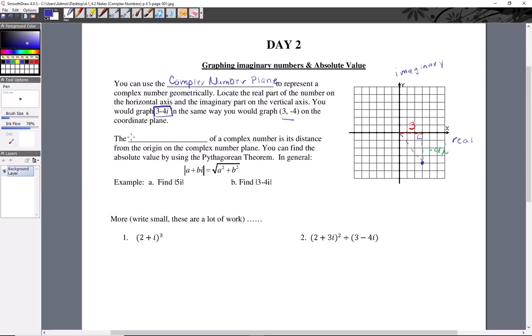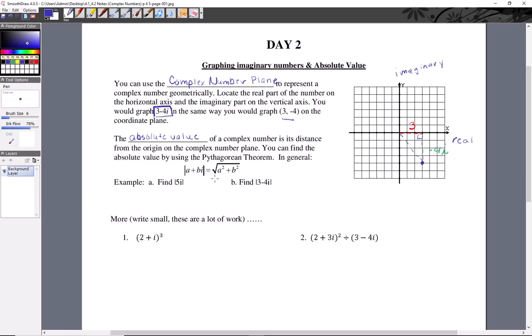And we're just going to go ahead and use the absolute value of the complex number, which is the distance from the origin on the complex number plane. You can find it by using the Pythagorean theorem. So in general, the absolute value of a plus bi equals, if we call this a, and this b, the square root of a squared plus b squared, which is this particular length. It's as easy as that.